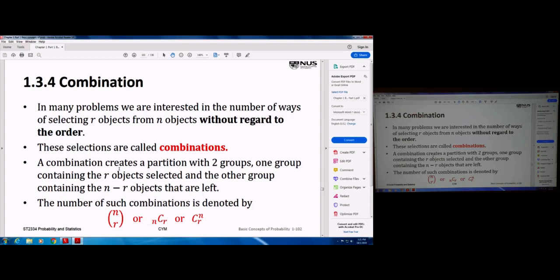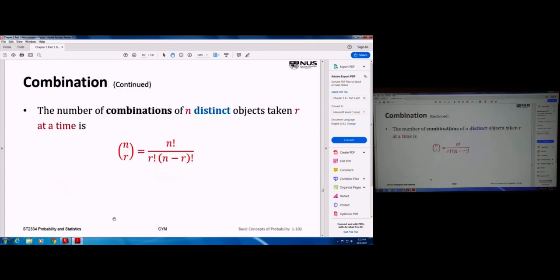A combination creates a partition with two groups. One group contains the R objects selected, and the other contains the n minus R objects left over. So the total number of combinations is n choose R. First we're going to explain what that formula means, because if you don't know what it means, it's a meaningless statement. Then we'll explain the intuition behind it.